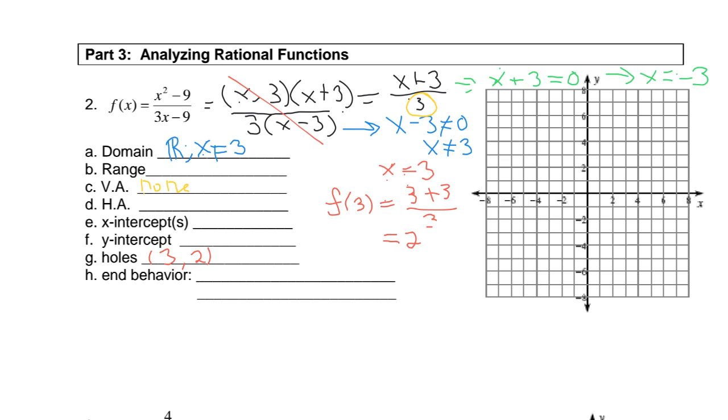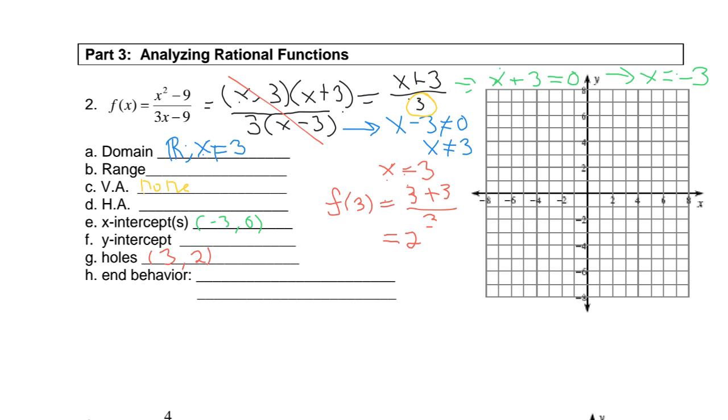But the way we write our x-intercept is as an x followed by a 0. So it's negative 3, 0 there. Excellent. So now we have horizontal asymptote, y-intercept, and end behavior because we're going to skip range. The horizontal asymptote and end behavior are related, so we'll save those to the last.